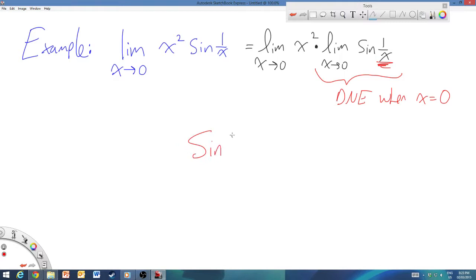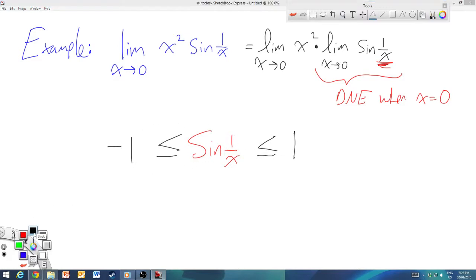So sine 1 over x. Now, sine 1 over x, we know that the behavior of sine does the following. Sine 1 over x is always greater than or equal to -1, and it's also always less than or equal to +1. And this is always true. Okay, so we know sine 1 over x sort of fluctuates between these two.